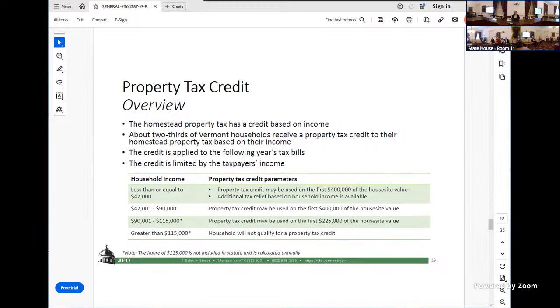The 47 and 90,000 are numbers written into statute, so they're not changing over time. The pieces of the property tax credit that are changing annually are not these parameters, but the income yield and the property yield that are being set in the yield bill. Is that a sort of offset then?